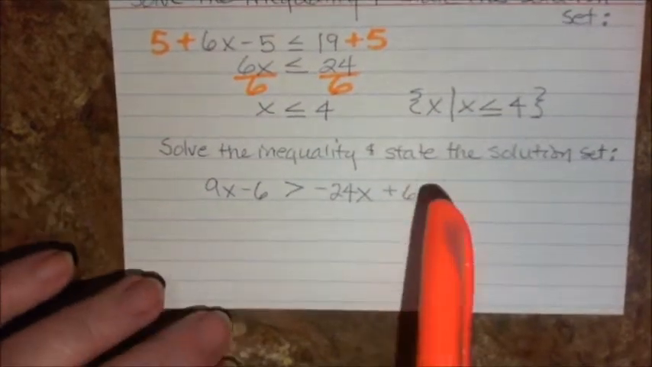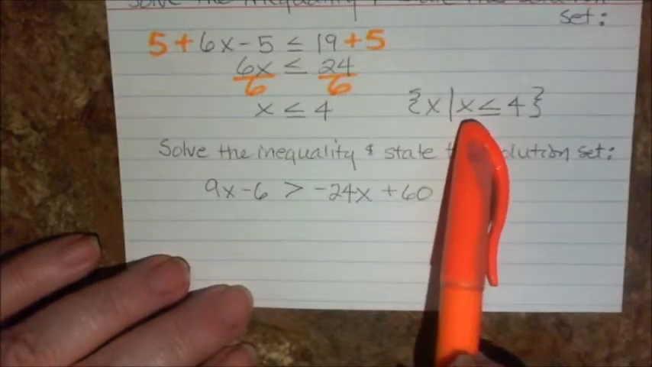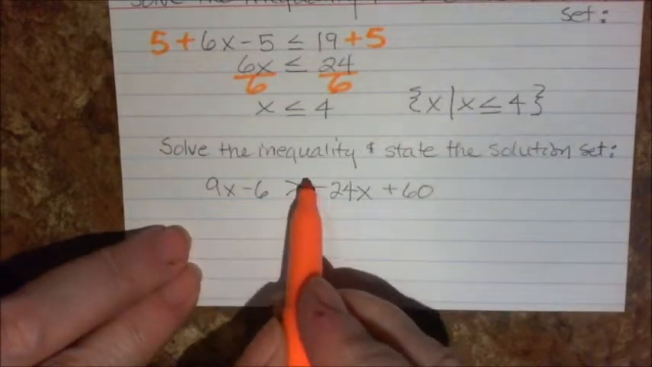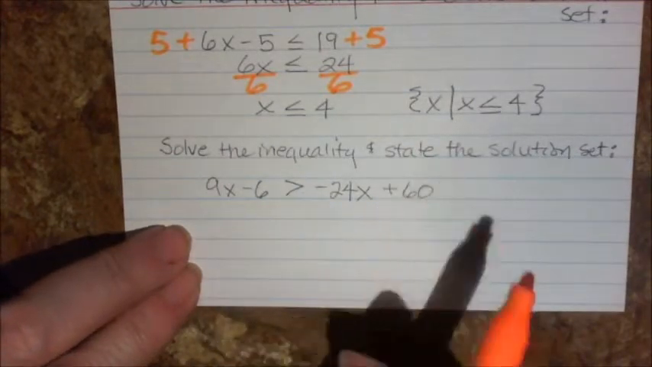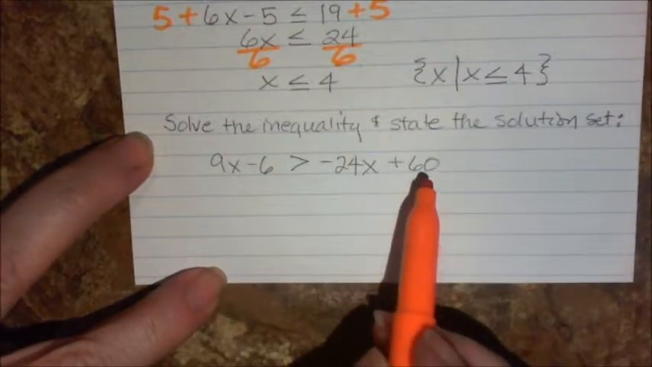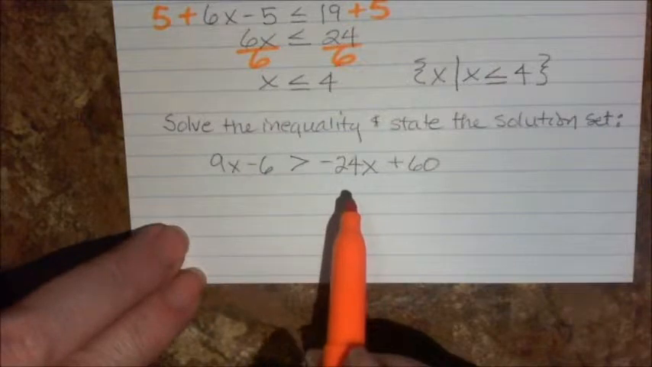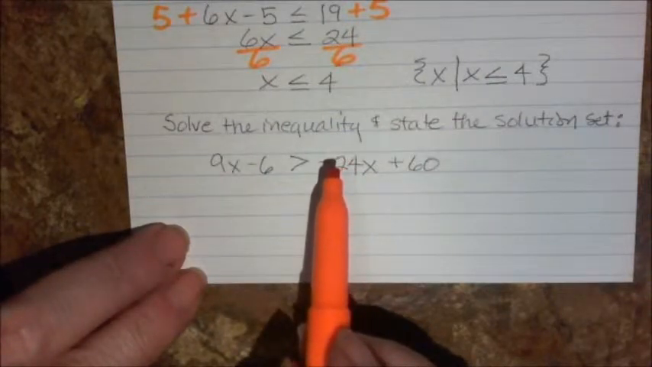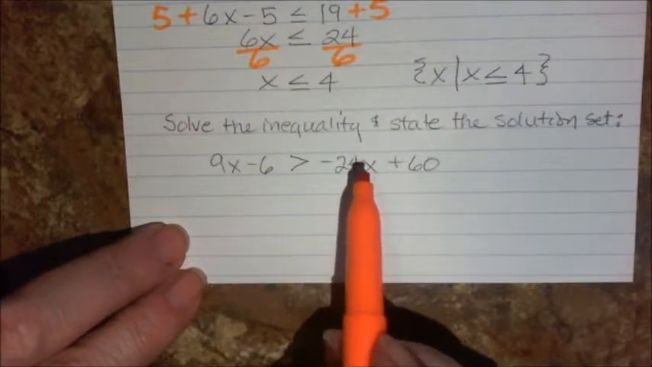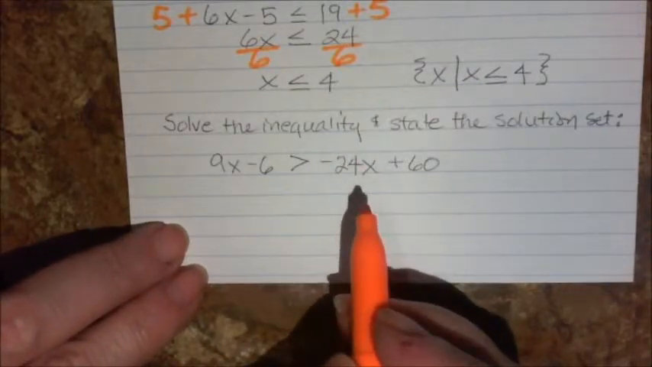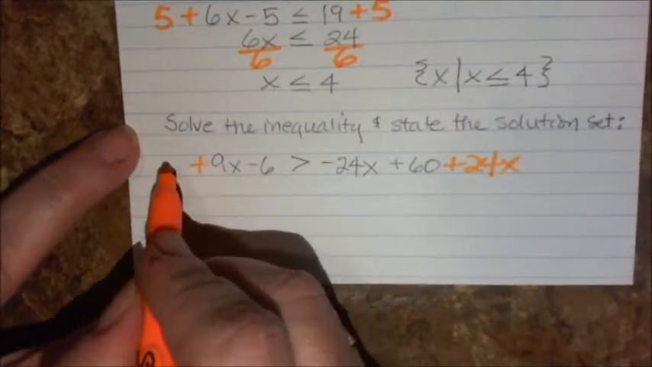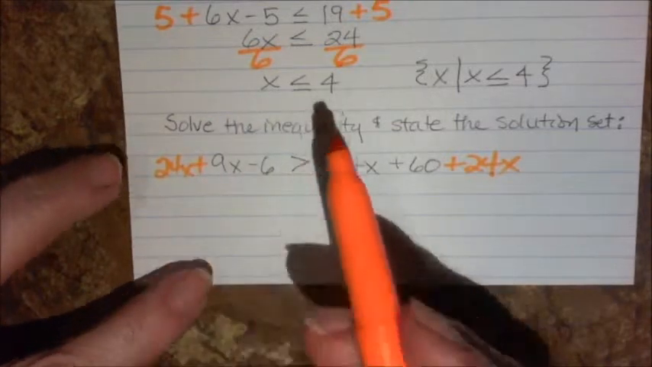Alright, let's solve this next one. Okay, a few more parts here. Solve the inequality and state the solution set, and we'll state it this way. Alright, so 9x minus 6 is greater than negative 24x plus 60. So I believe, let's see, we can't simplify anymore on each side, so we're ready to collect variable terms on one side. So how about we move negative 24x, or we eliminate it on this side, with a plus 24x on both sides. Plus 24x, plus 24x.